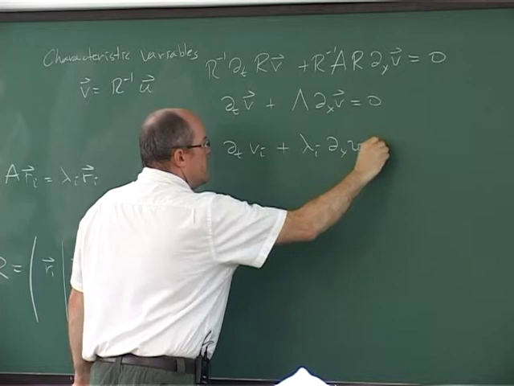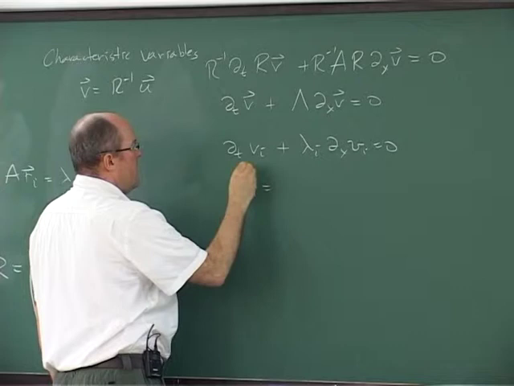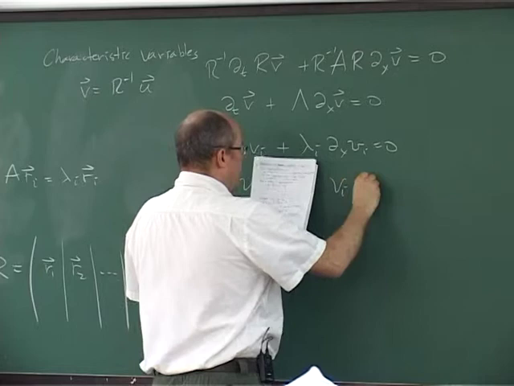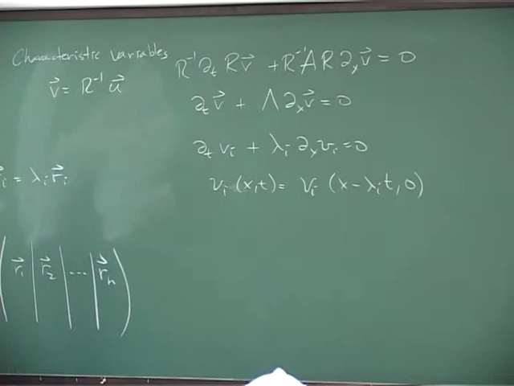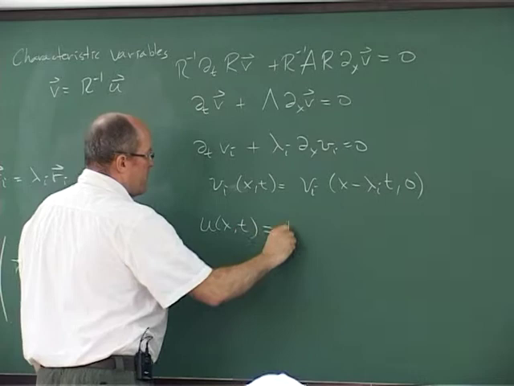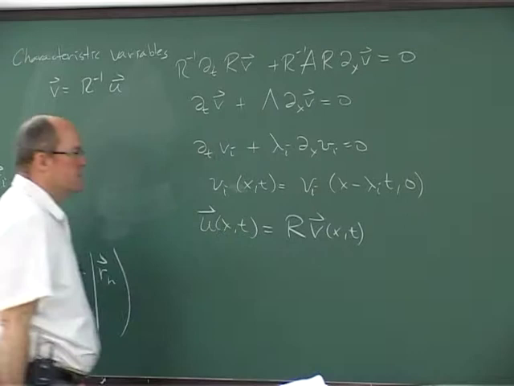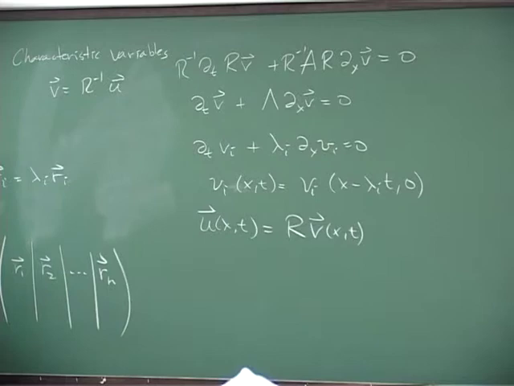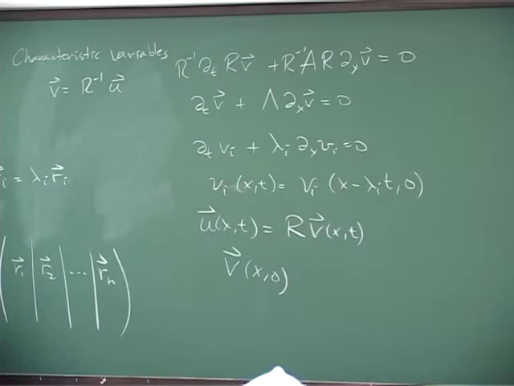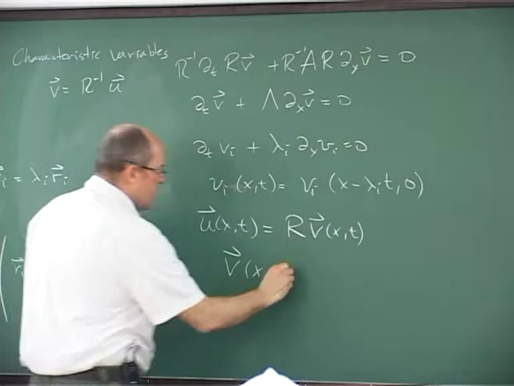And this is a problem that we know how to solve, right? V_i as a function of x and t is going to be V_i of x minus lambda_i t, at time 0. I basically take the initial V and advect it along with the velocity given by lambda_i. Now, if I want, I can go back and find the solution in terms of U, simply by writing the vector R times V. What is, by the way, V(x, 0)? That's what I'm using right here, right? That's V as a function of x evaluated at time 0. Well, that's simply R^-1 acting on U at time 0, so this is R^-1 U_0 of x.